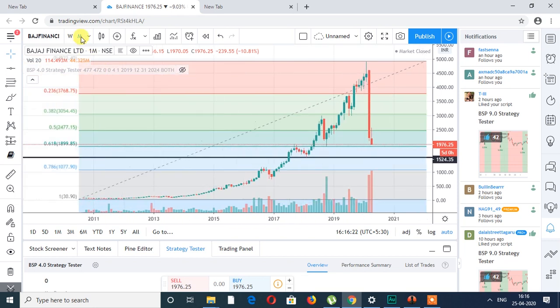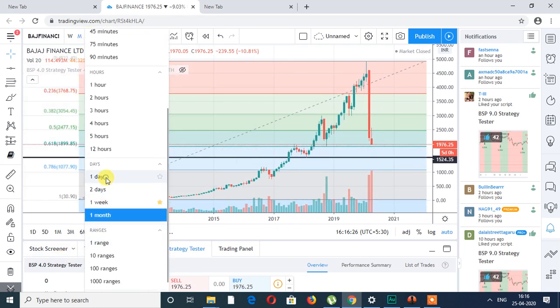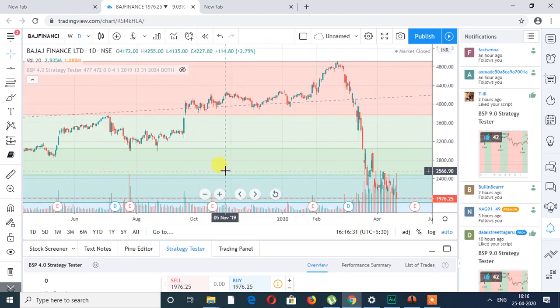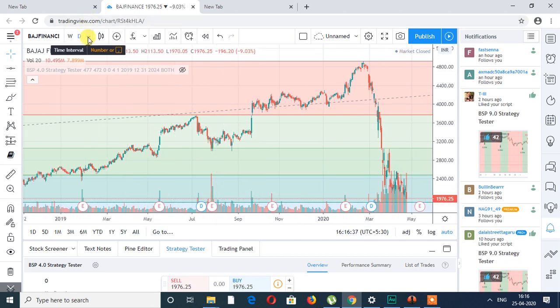You can use this tool, and you can also use the daily chart if you are a long-term trader, and if you are trading every day or in a day or two, you can use an hourly chart. So that is our observation of the Bajaj Finance stock.